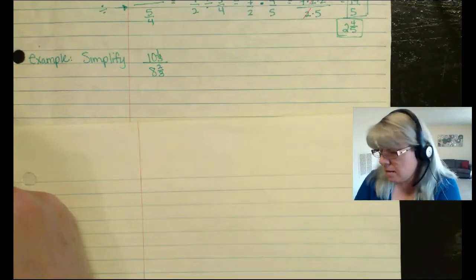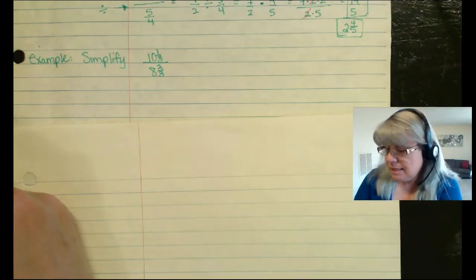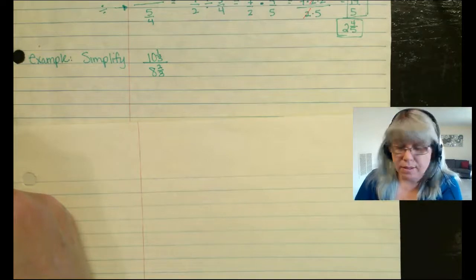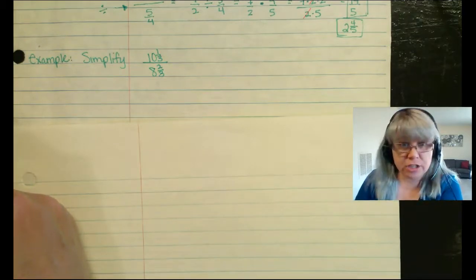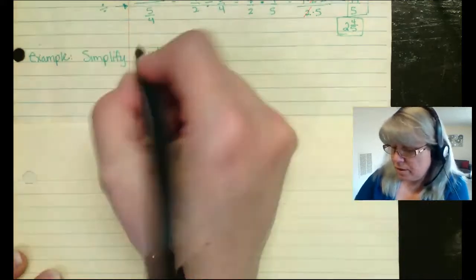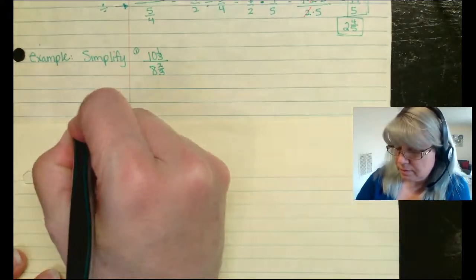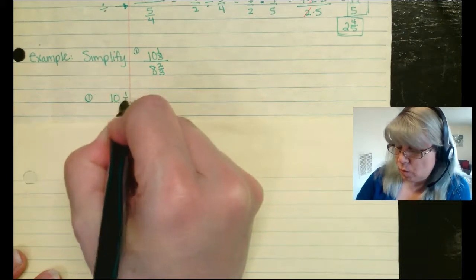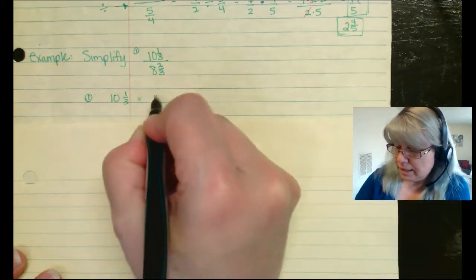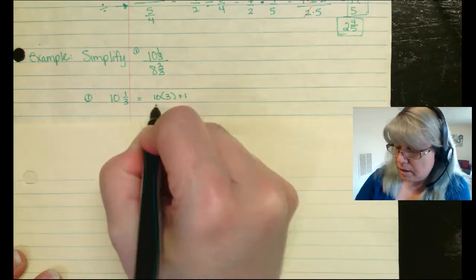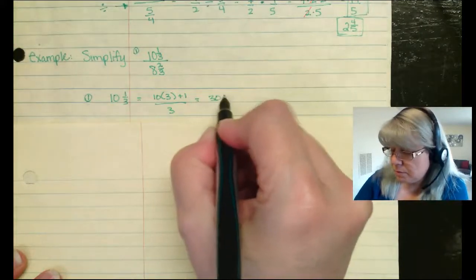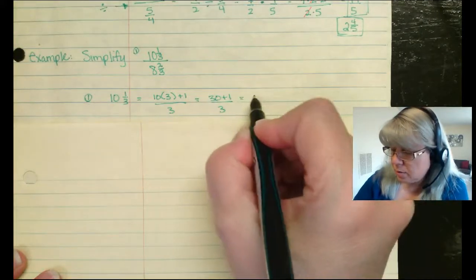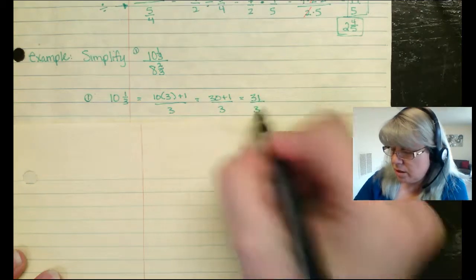All right, let's tackle another problem. 10 and 1/3 all over 8 and 2/3. Well, I'm going to change each of these into an improper fraction. So for the first one, 10 and 1/3 will be 10 times 3 plus 1 all over 3. 10 times 3 is 30 plus 1 all over 3. So my improper fraction is going to be 31/3.